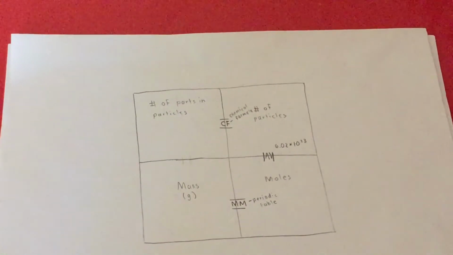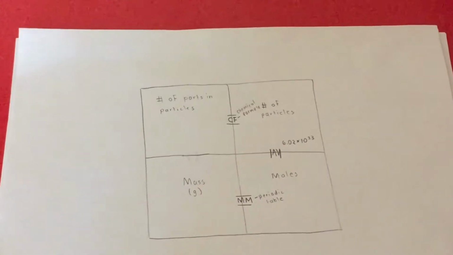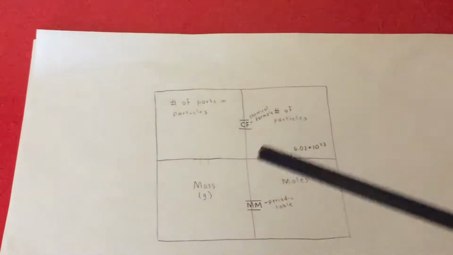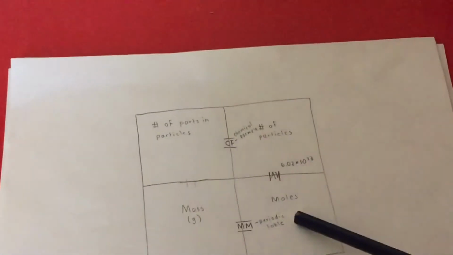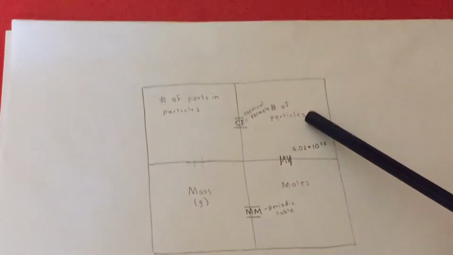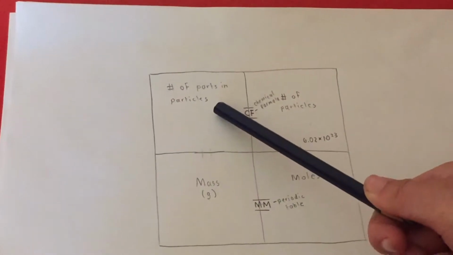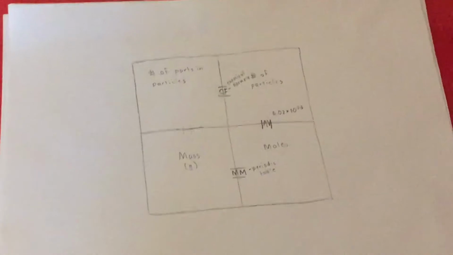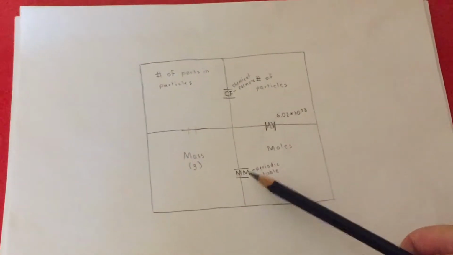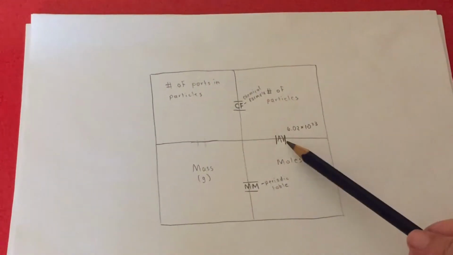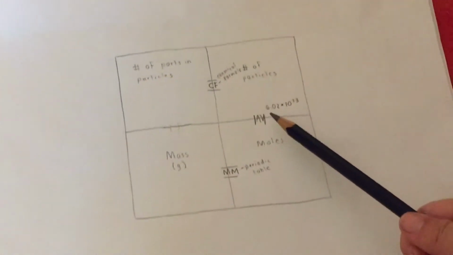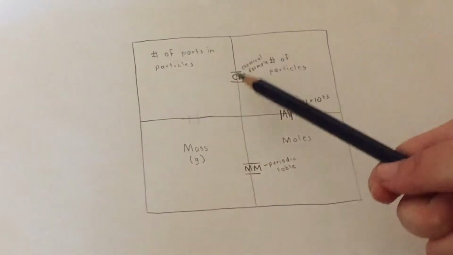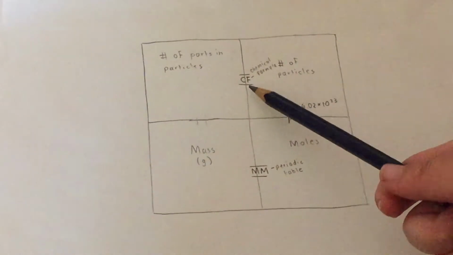Now, in future chapters, the mole house will be a lot bigger than this, but for now we're just focusing on the four main rooms. In the first room we have mass, then moles, then number of particles, and number of parts in particles. And the three doorways represent how we convert to each one. So molar mass you can find on the periodic table, and Avogadro's number is 6.02 times 10 to the 23rd power. And then here we have chemical formula.